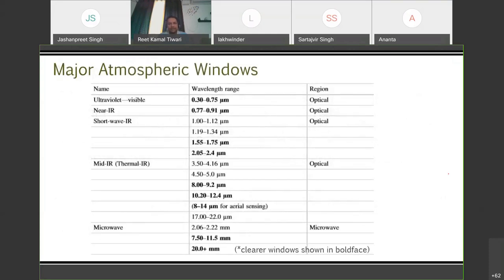Here, all the atmospheric windows are listed, and the bold ones are the prime atmospheric windows where the satellite sensors are built. Like in the visible region, you can see that 0.30 to 0.75 is the range which is most prominent in the optical region. If we build a sensor which works at the wavelength of 0.76, then we will get only a dark image, because those radiations are not allowed by the atmosphere to pass through. And when the radiation is not coming inside to the earth's surface, it cannot go outside either.